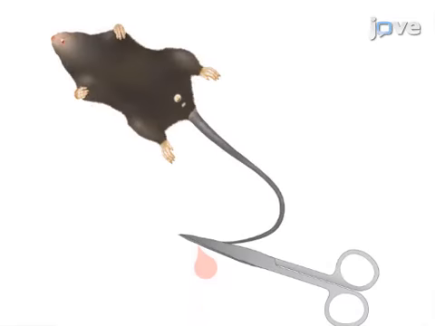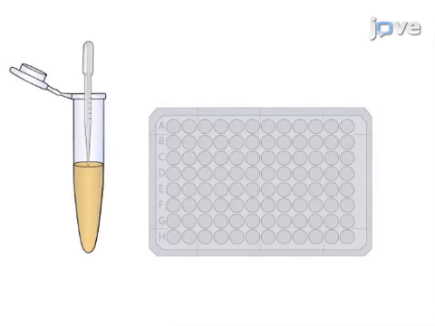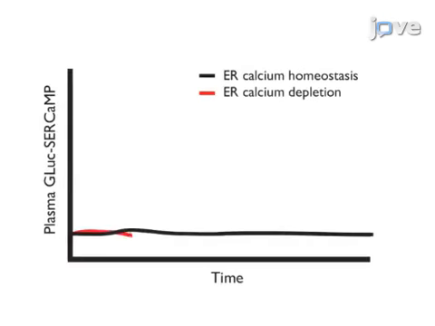Next, biological fluid, such as blood, is collected in order to measure the amount of SERCaMP released from the tissue. Then, the luciferase substrate is added to the plasma samples, and luminescence is measured to determine ER calcium depletion. The results show ER calcium dysregulation as indicated by increased levels of plasma SERCaMP. ER homeostasis can be monitored over extended durations by repeated sampling of small volumes of biological fluids.